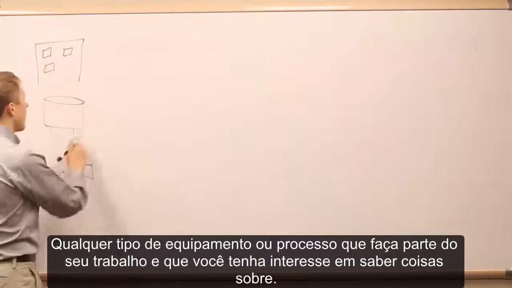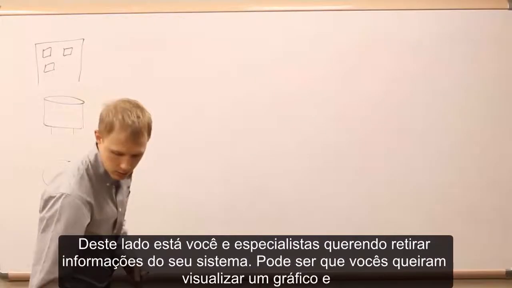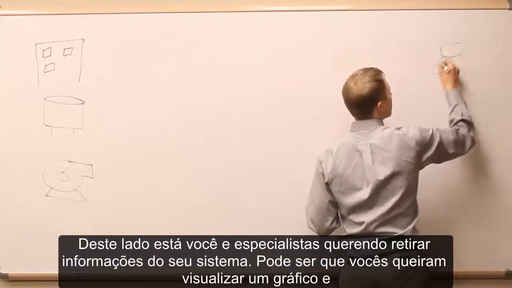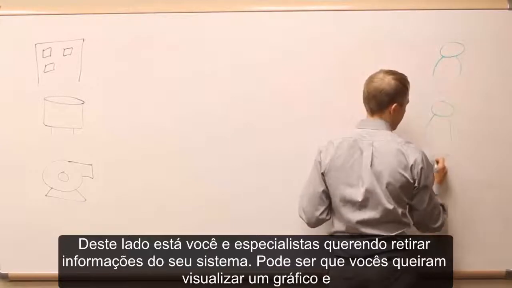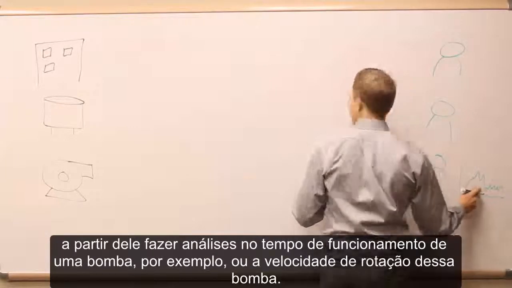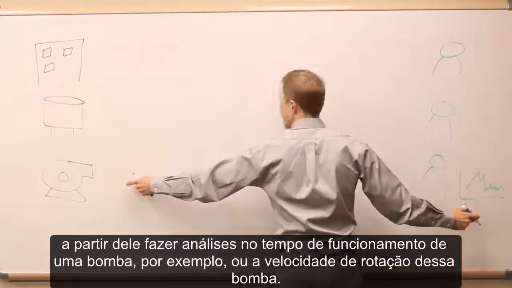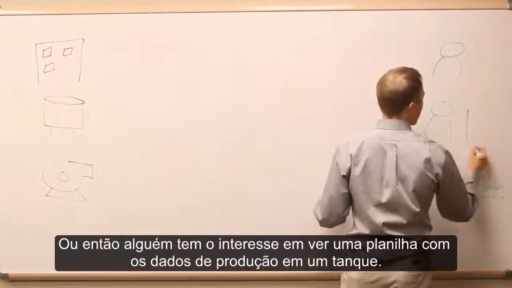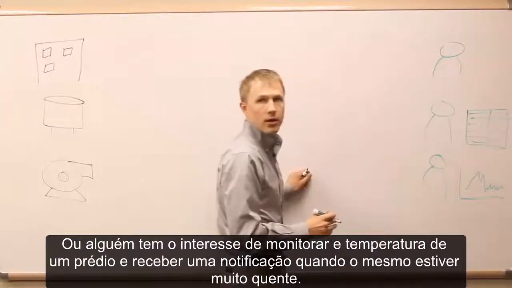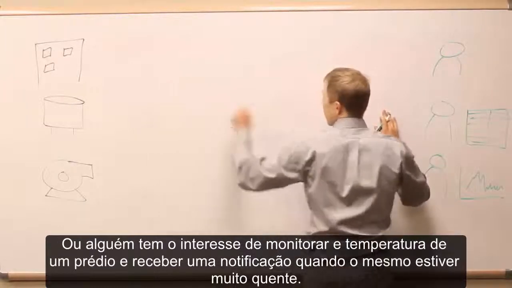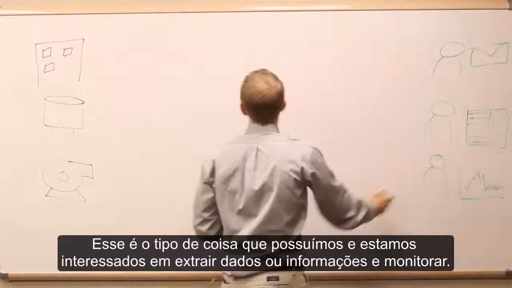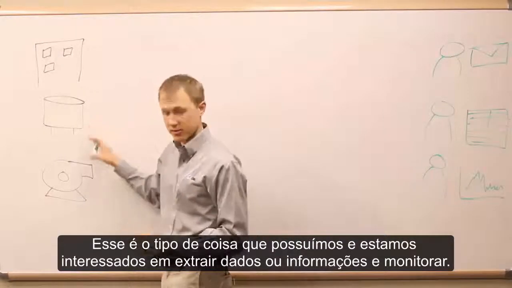They're things that you own, and there are things about them that we want to know. Over here, there are people. This is you and your peers, and they want to know stuff. They want to see a chart and do some analysis on maybe the running time of the pump, or what its RPM is. Or maybe somebody wants to see a spreadsheet report of the production data for that tank. Or maybe somebody wants to see what the temperature has been like in that building and get a notification if it goes too high. So these are things we want to be able to deliver about the stuff that we own or the stuff that we're concerned about.